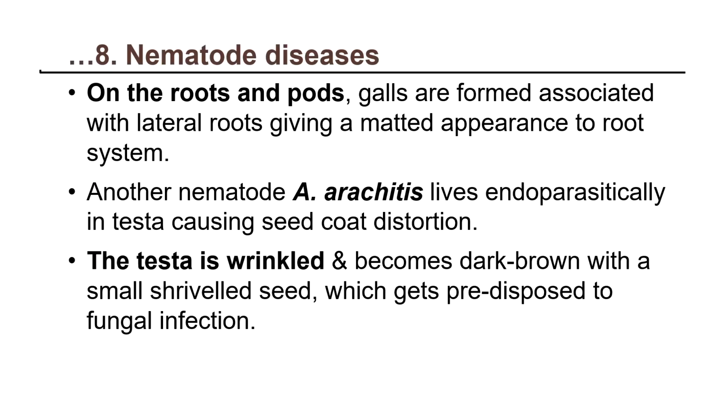On the roots and pods, galls are formed. Galls are actually kind of swelling. Galls are formed associated with lateral roots, giving a matted appearance to the root system. Another nematode, Aphelenchoides arachidis, lives endoparasitically in testa, causing seed coat distortion. So, it may be at fruiting stage or at pod development stage. The testa is wrinkled and becomes dark brown with a small shriveled seed which gets predisposed to fungal infection.